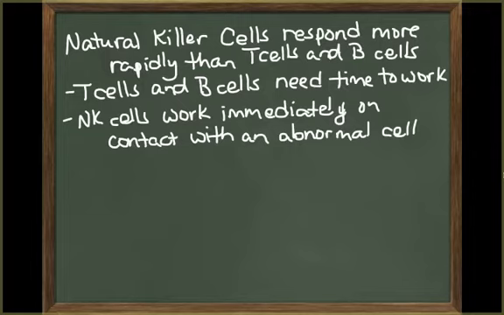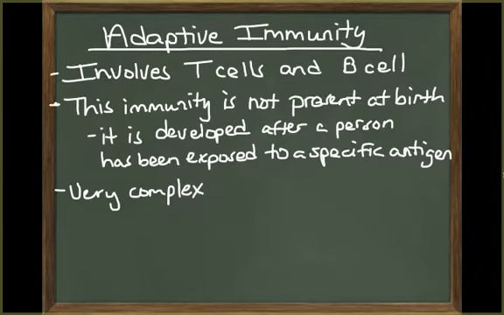Natural killer cells respond much more rapidly than T cells or B cells. While the activation of T cells and B cells is a complex and time-consuming series of events, the natural killer cells respond immediately on contact with an abnormal cell. The T cells and B cells are more selective on their attack of pathogens. We call this adaptive immunity.